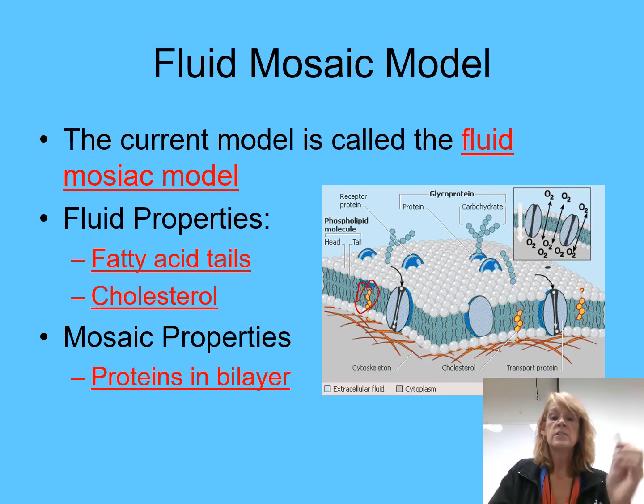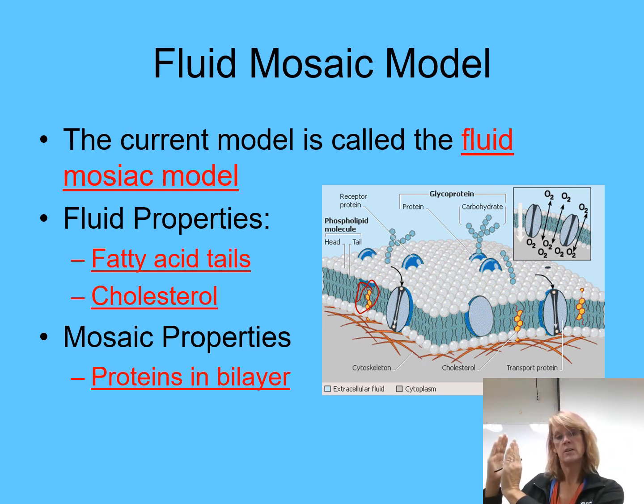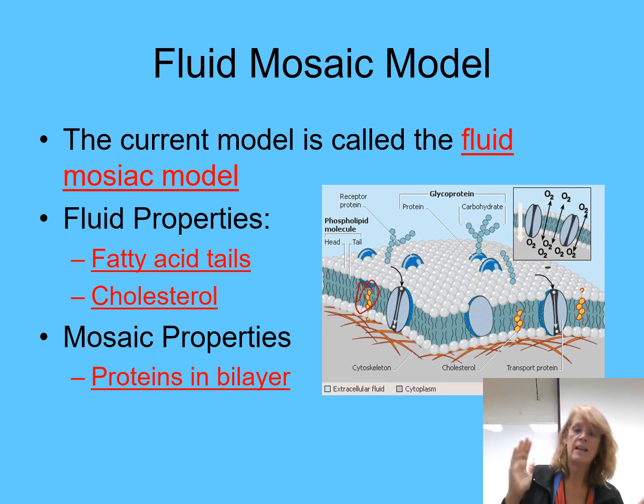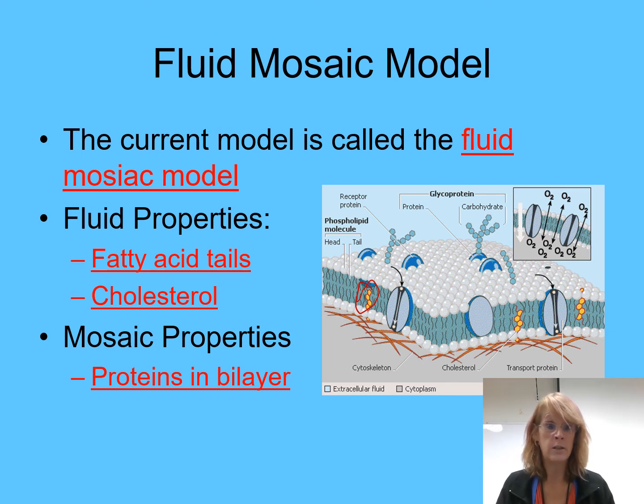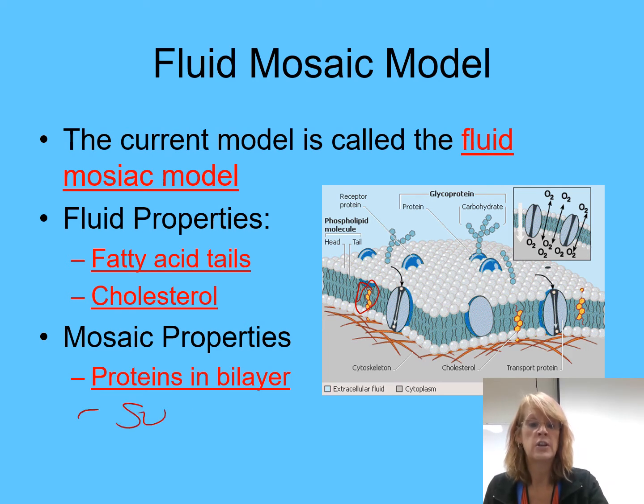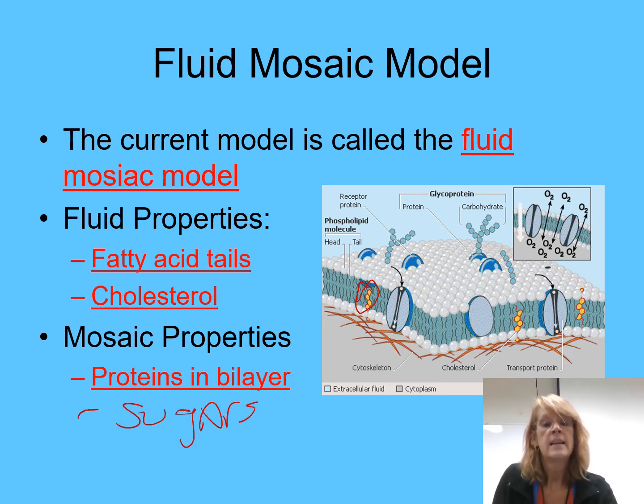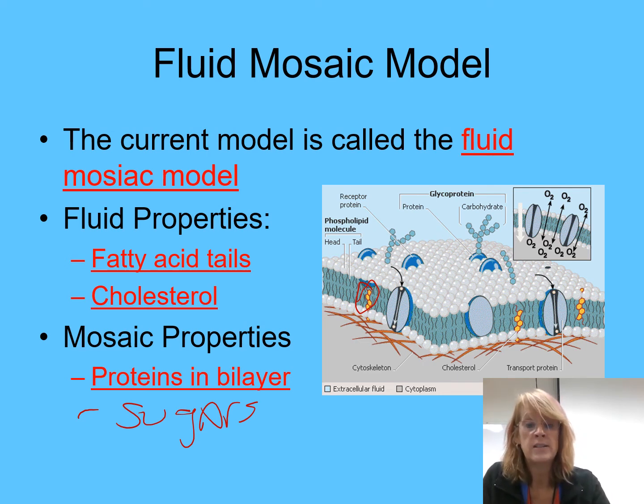So cholesterol is found every so often as basically like a little spacer between the phospholipids, and that allows the phospholipids, your plasma membrane, to move a little bit. The mosaic properties come from proteins and sugars. Now, like I said, depending on what kind of cell you are, you're going to have different kinds of proteins, but all plasma membranes have proteins in their cells. And they also have different types of sugars.